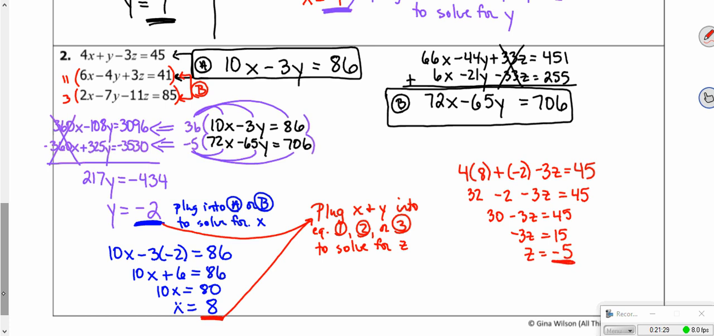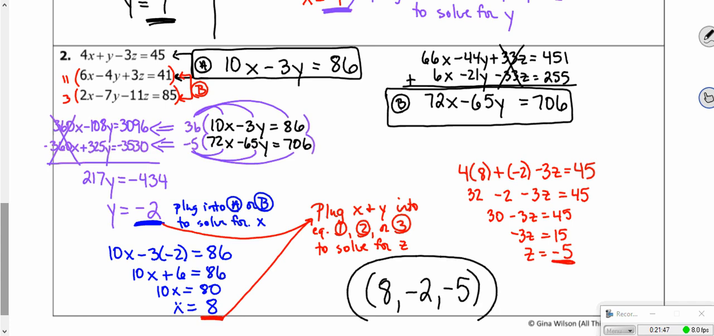So my ordered triple, my final answer. Remember, you have to put it in XYZ form. Okay? Final answer is the ordered triple 8, comma, -2, comma, -5. That's my answer. Now, could you check your answer? Absolutely, yeah. If you plug in your x, y, and z in all 3 equations, you can use your handy-dandy calculator to get that done. That's how you check your work.